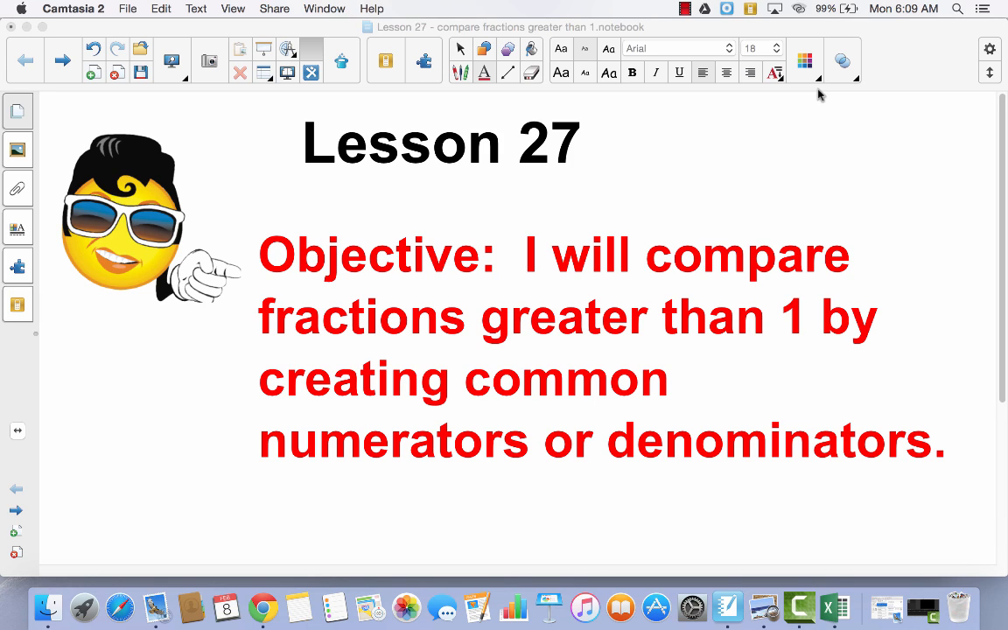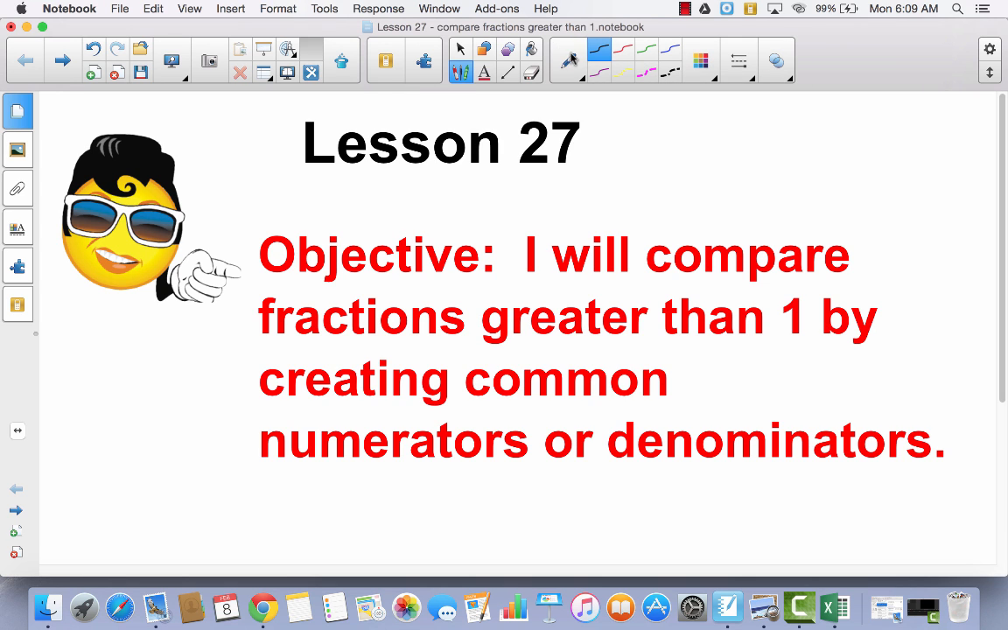Lesson 27, I will compare fractions greater than 1 by creating common numerators or denominators. So in lesson 26, we compared fractions that were greater than 1. And we compared them using benchmark fractions on a number line. We're going to continue to compare fractions greater than 1.